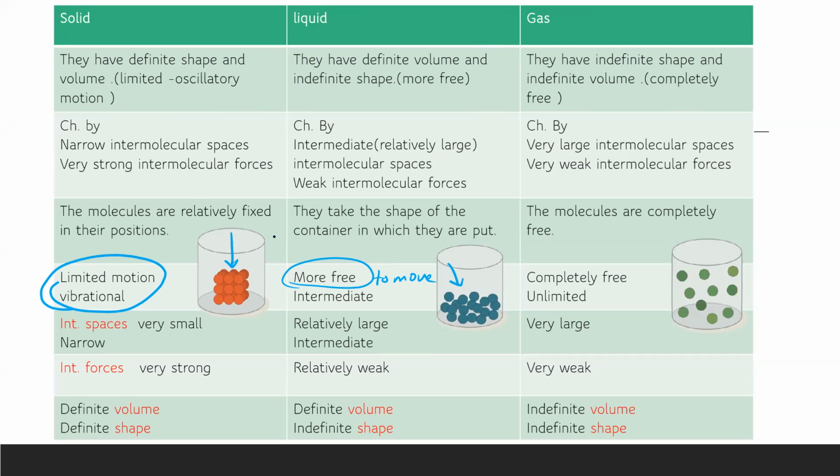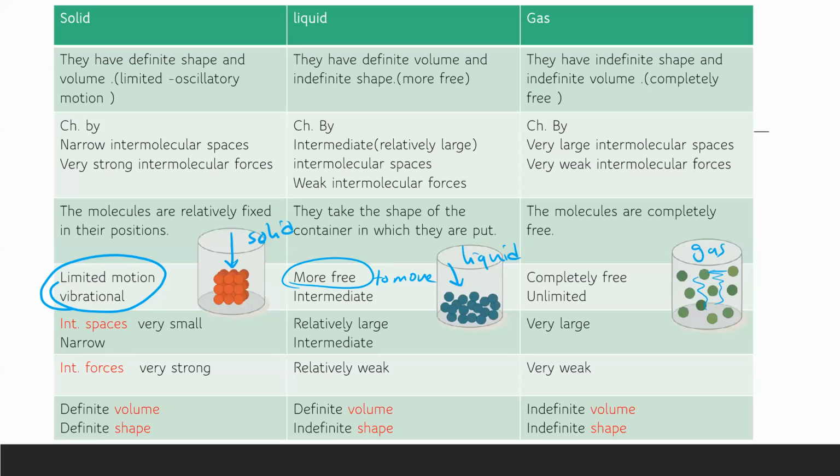This is the shape of the molecules in solid. This is the shape of molecules in liquid. And here we go to gas. They have very large intermolecular spaces, and they have very weak intermolecular forces. That's why they don't have definite shape or volume. Okay? They are completely free to move.